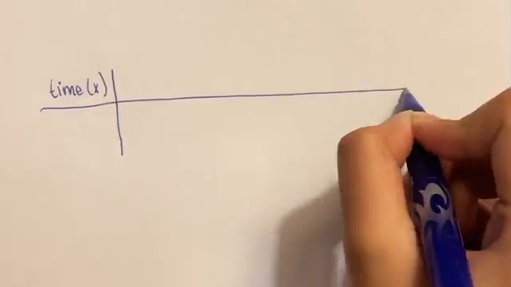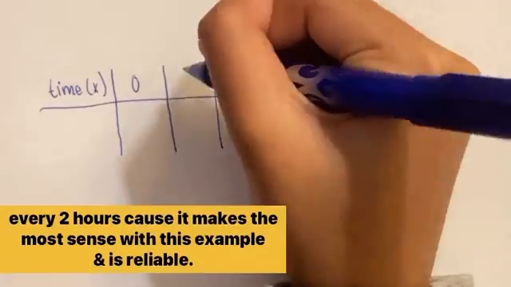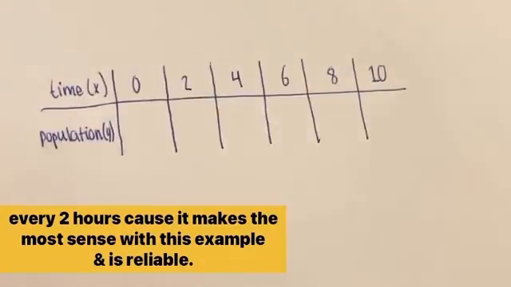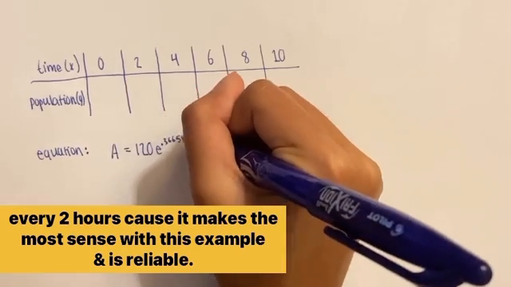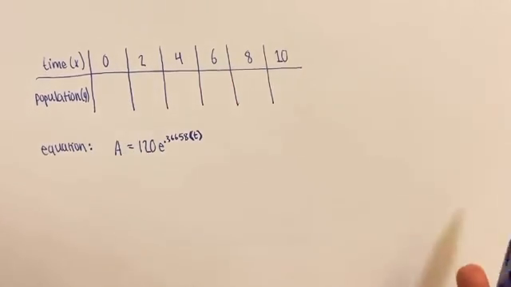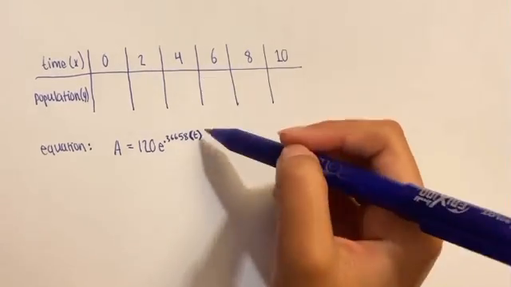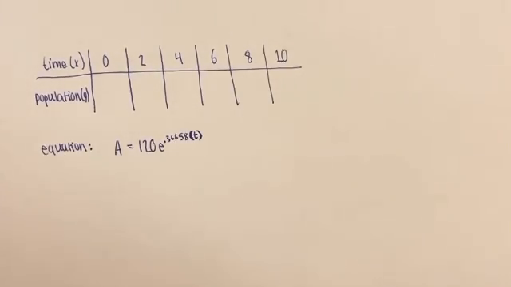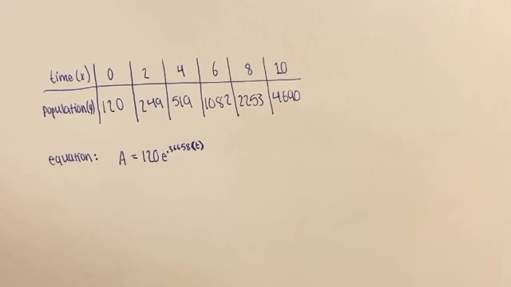Now we can make a data table of all the populations per every 2 hours using the equation that we have gotten. So to get the populations for each time interval, you would just plug in t and then find A, which is your population. This is what you should have gotten for all your populations every 2 hours.